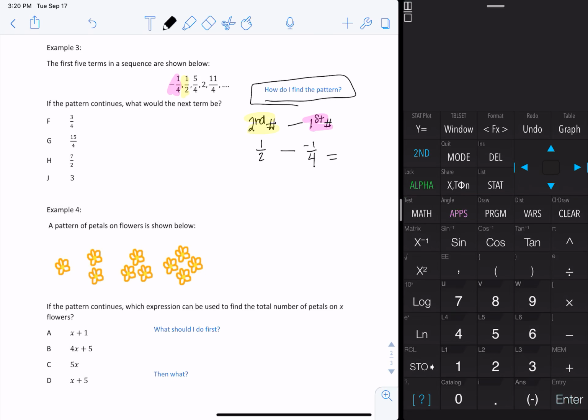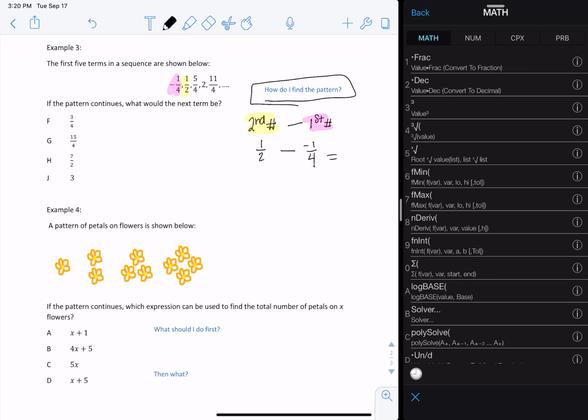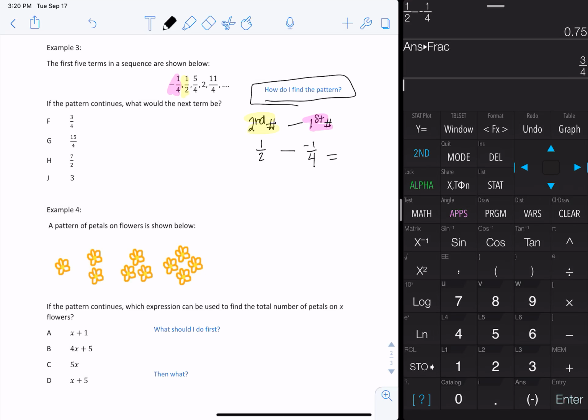Alpha. There we go. Okay, 1/2 minus negative 1/4 gives me 0.75, or 0.75 as a fraction is 3/4.